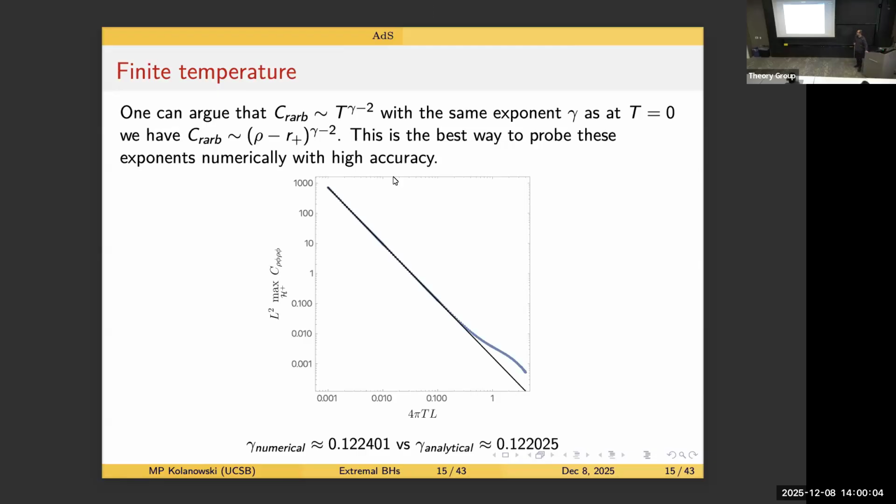So here are the results. This black line is the analytic prediction, and these blue points are results of numerics. This is as a function of temperature. Here we have a maximum of tidal forces. So as you may see, this is a very good fit. We got agreement to the fourth significant figure.